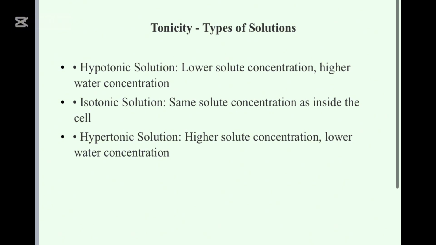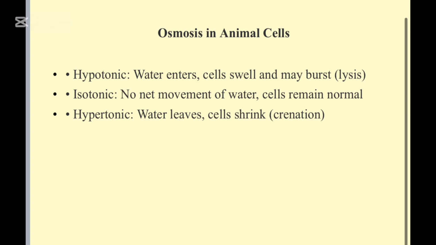Now, let's talk about osmosis in animal cells. After discussing that of animal cells, we will also discuss that of plant cells. Osmosis in animal cells involves placing an animal cell in solutions. The solution may be hypotonic, isotonic, or even hypertonic. Now, what happens when an animal cell is placed in a hypotonic solution? Remember, in hypotonic solution, the solute is low and the level of water is high.